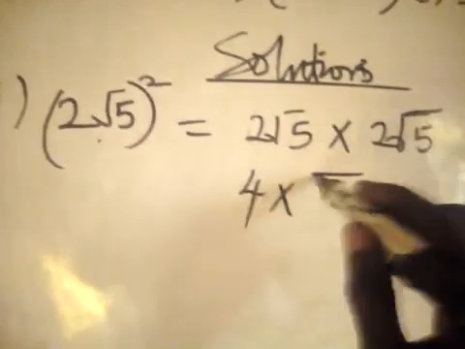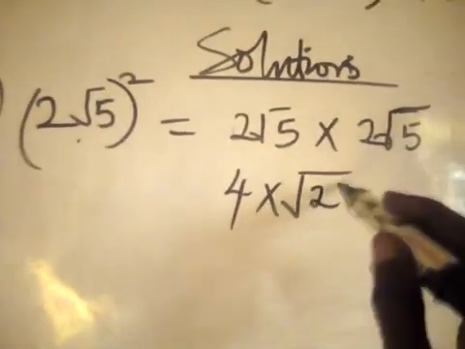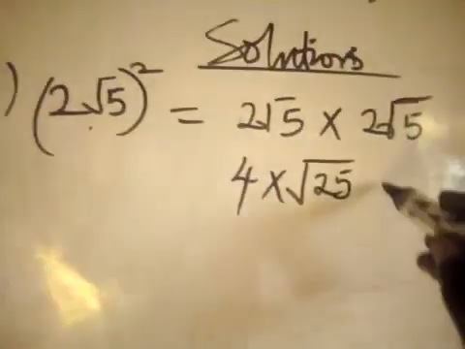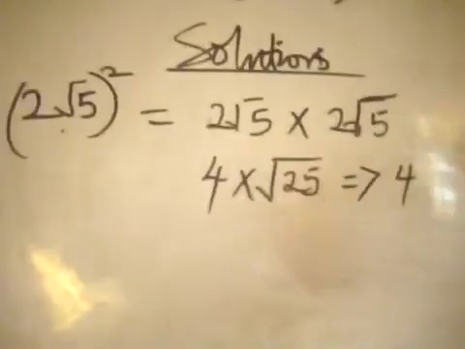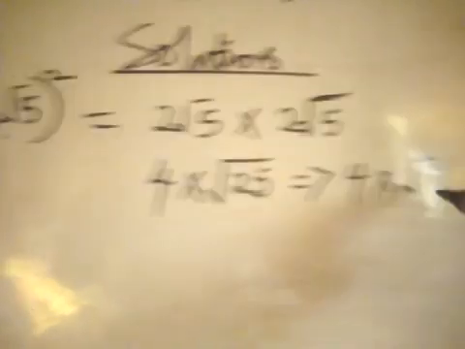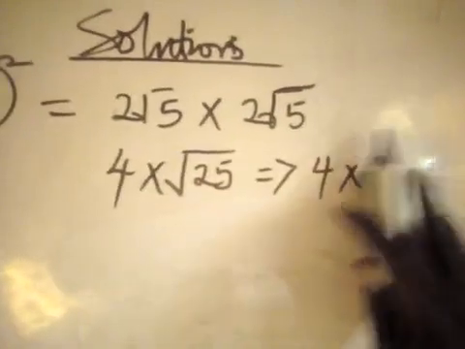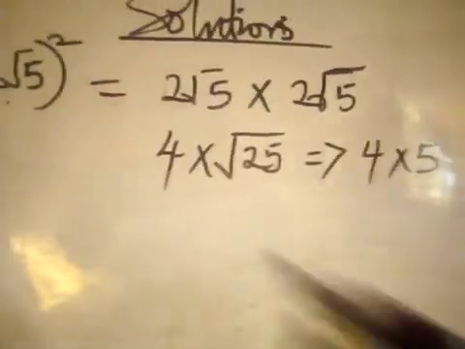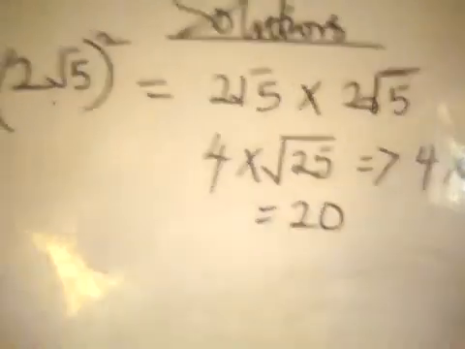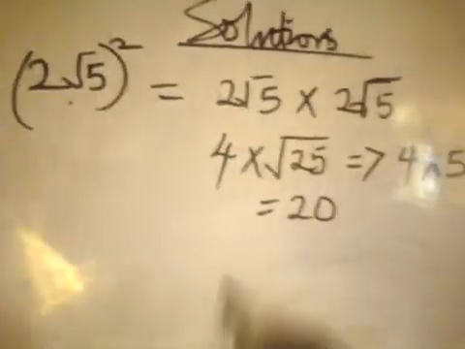And root 5 times root 5 will give us 25, and from there we can say root 25 will give us 5. So 4 times 5. You understand? So 4 times 5 will give us 20. That's the final answer.